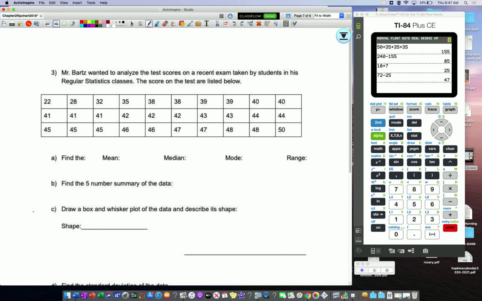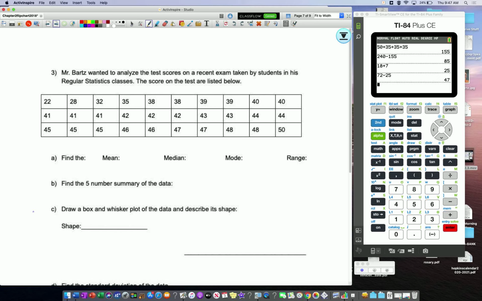All right, second page. It's just more similar to number 1. It says, Mr. Bartz wants to analyze test scores on a recent exam taken by students in his regular stats class. The scores on the test are listed below. So as you can see, the scores range from anywhere from 22 to 50. So here's the nice thing.